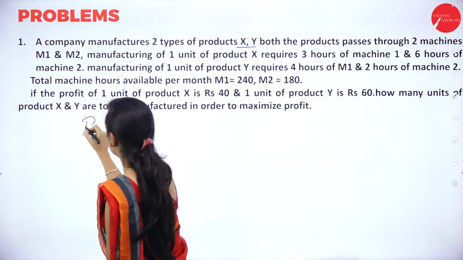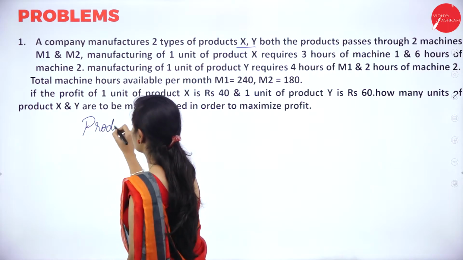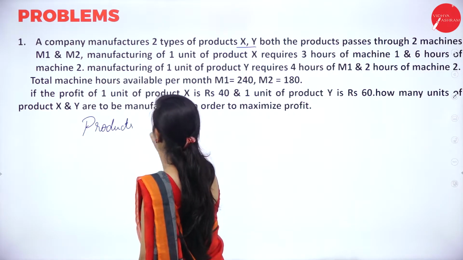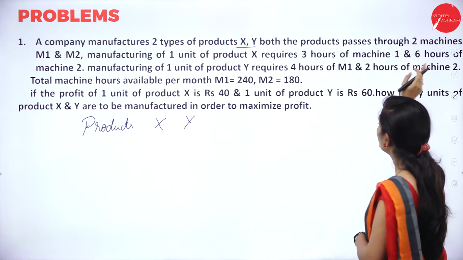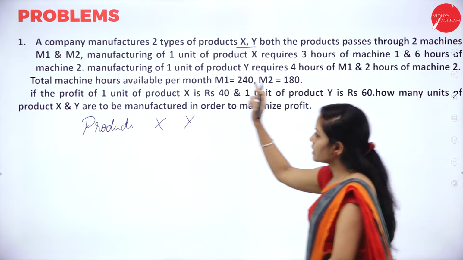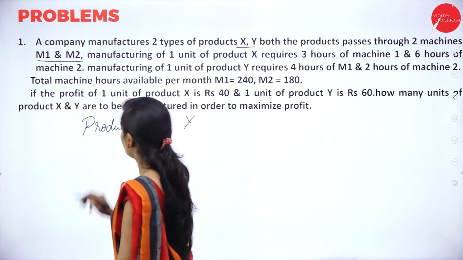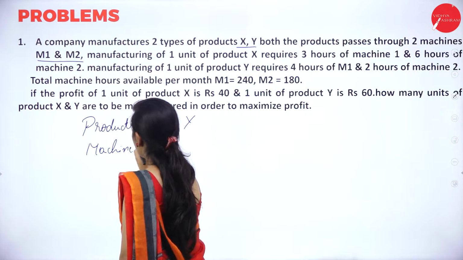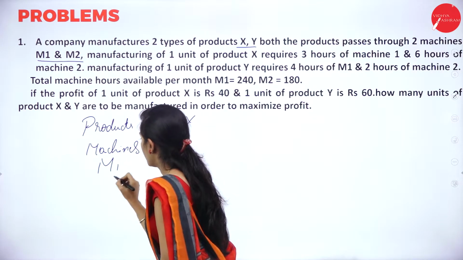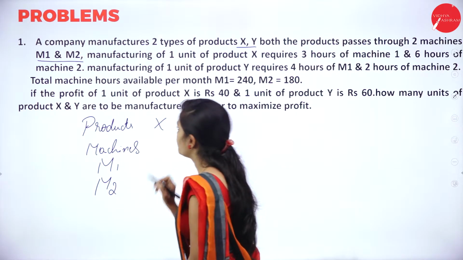So I will write the table first. Products X and Y. Both the products pass through two machines, that is M1 and M2. So machines M1 and M2.